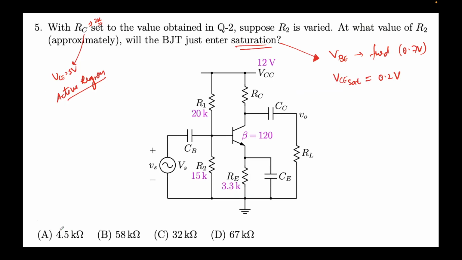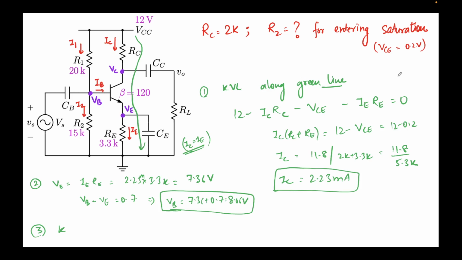So we know RC, now we will vary R2, and we need to find when it just enters saturation. So just entering the saturation, VB should remain forward bias, that is 0.7 volts drop, while VCE should be equal to VCE sat, that is 0.2. Using this information, I apply KVL along the green line, which is this curve, and I find the value of IC, which comes out to be 2.23 milliamps.